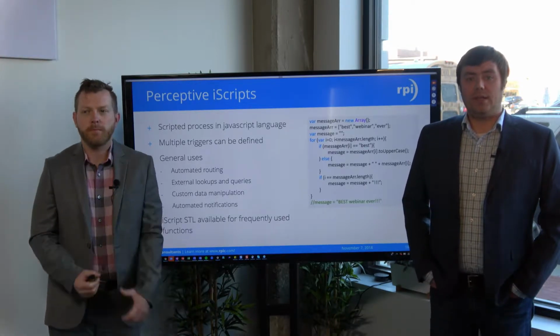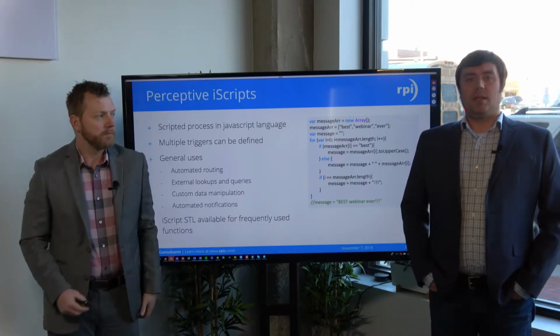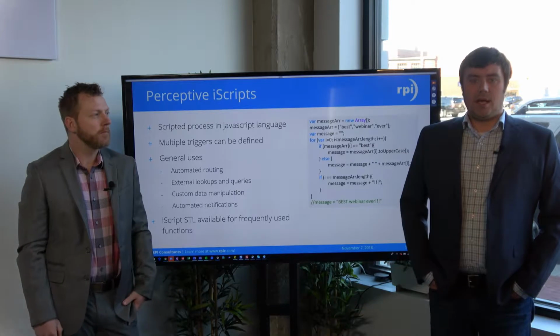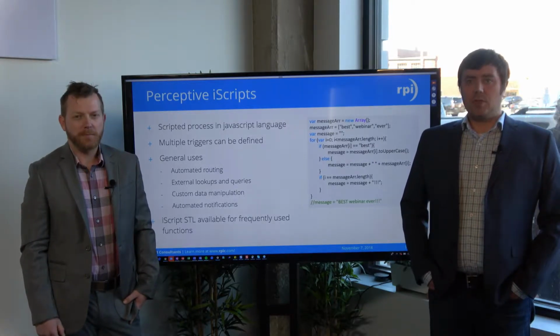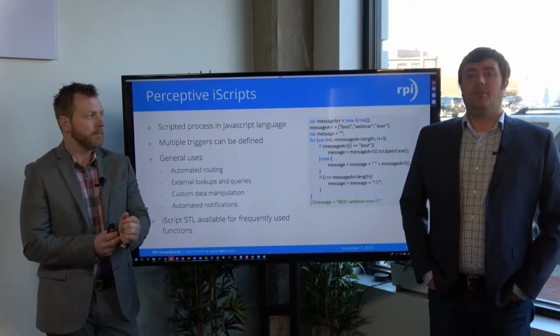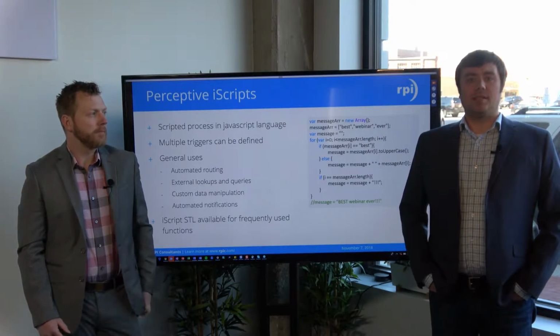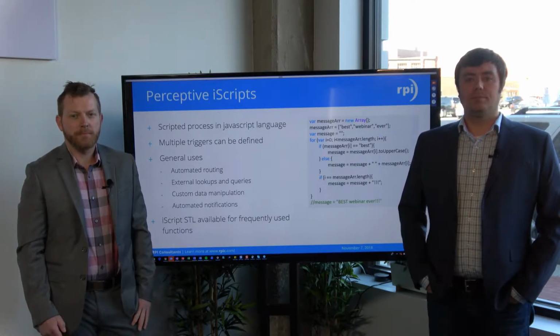And then finally, one thing to note about iScripts is that there is a vast library. It's called the STL. This is the library that Perceptive has put together for us to use with iScripts. So there are a lot of functions that are already available for us to use. We just need to tap into the STL to add into our script.